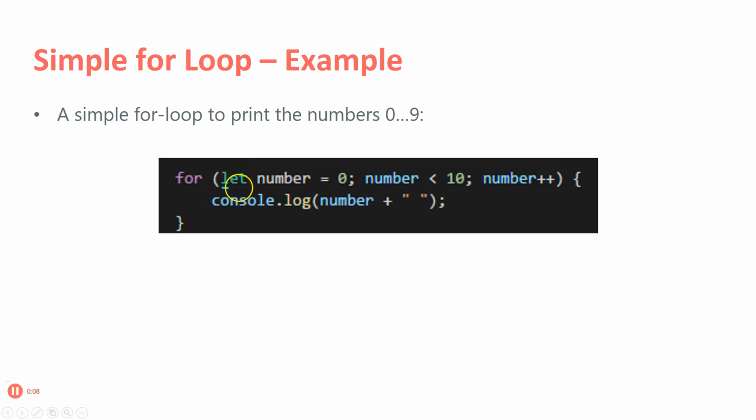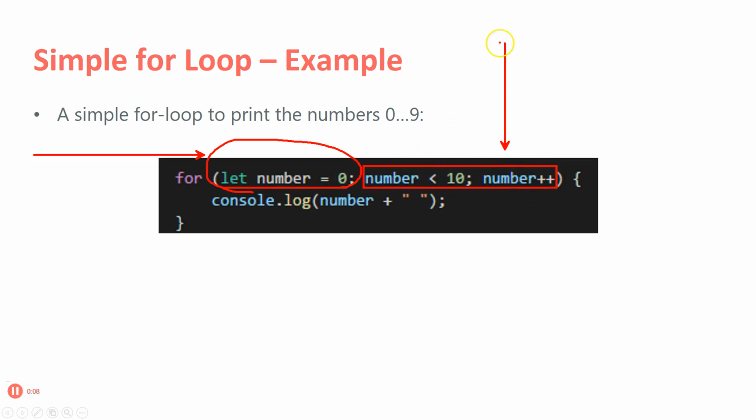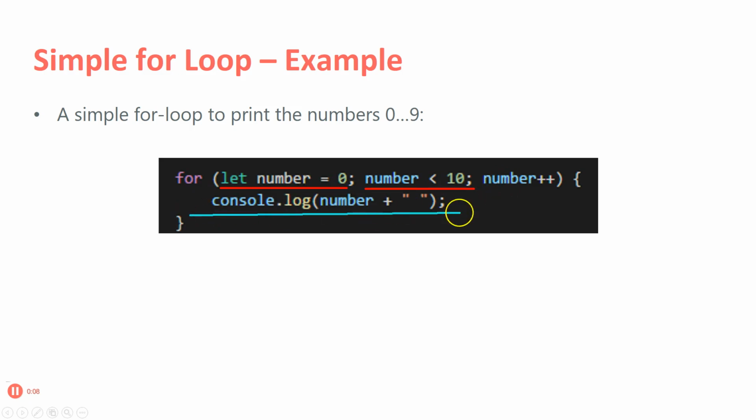And what's happening? I'm defining a variable number which is equal to 0, and this is defined only once when you step into that loop, but not on each iteration. Number less than 10 and number plus plus, so the update and condition statements are checked every time, but the initialization is done only once. So I'm creating a variable number which is equal to 0, and while it's less than 10, I'm going to log it inside my console.